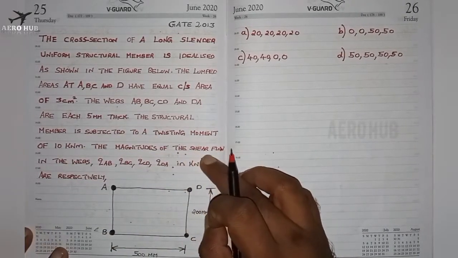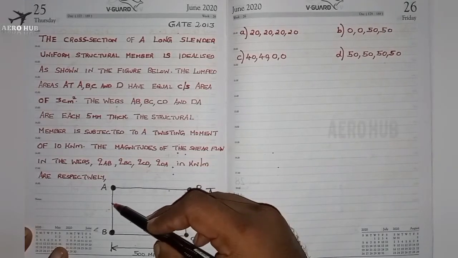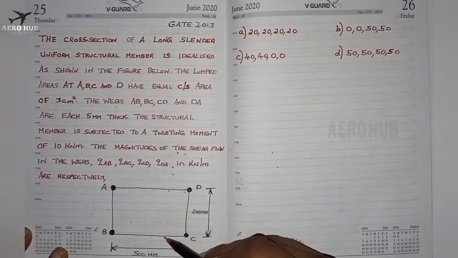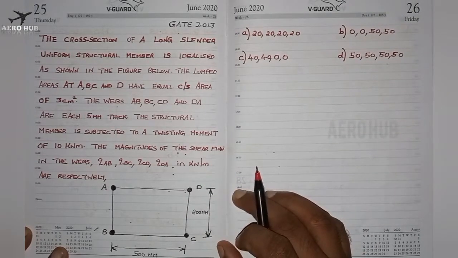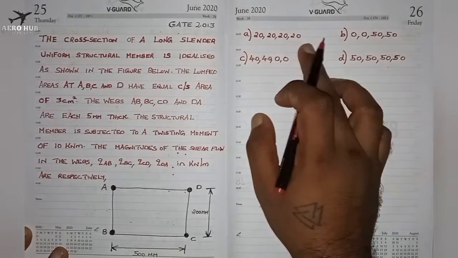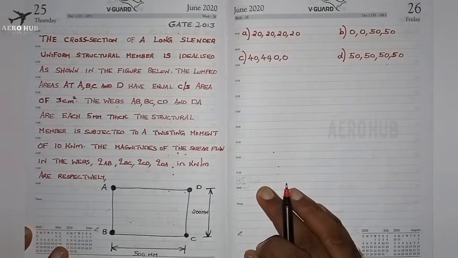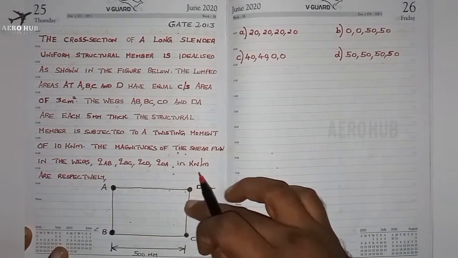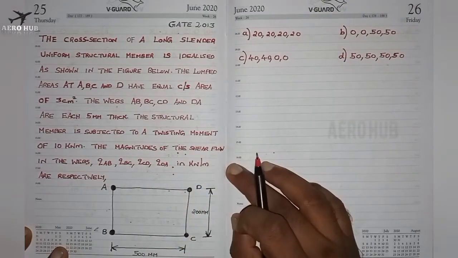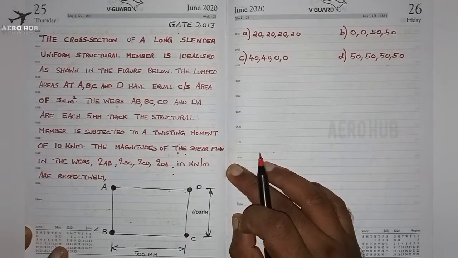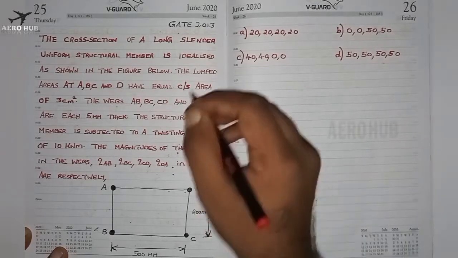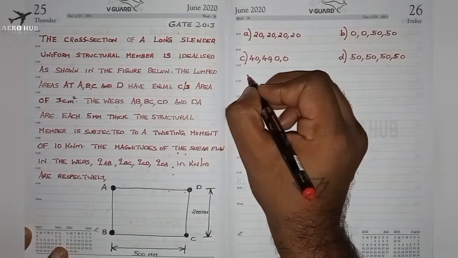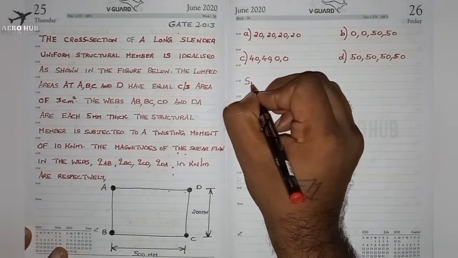They are asking to find out the shear flow at the webs AB, BC, CD and DA in kilonewton per meter. The options are given here, and we have to find out the value of shear flow for the entire skin section. You have to remember that the skin will carry the shear flow or shear stress, and the lumped areas or boom areas will carry the bending stress or normal stress. We will solve the problem.